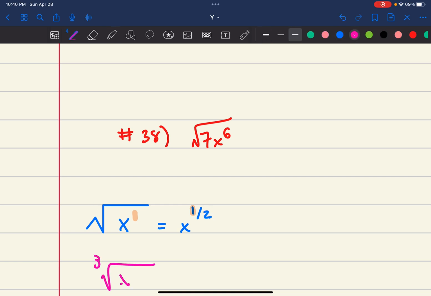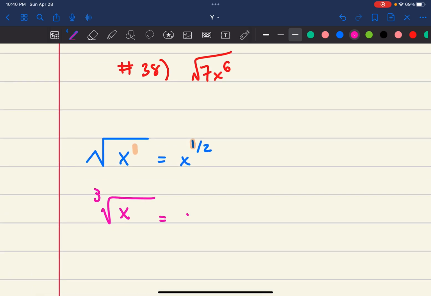So when we see this, that's the same thing as saying x to the 1/3. This 1 is right here. There's technically an invisible 1 there, but x to the 1 is just x, so we don't write that in. So then the 3 is here, so it's a cubed root, so it's really x to the 1/3.